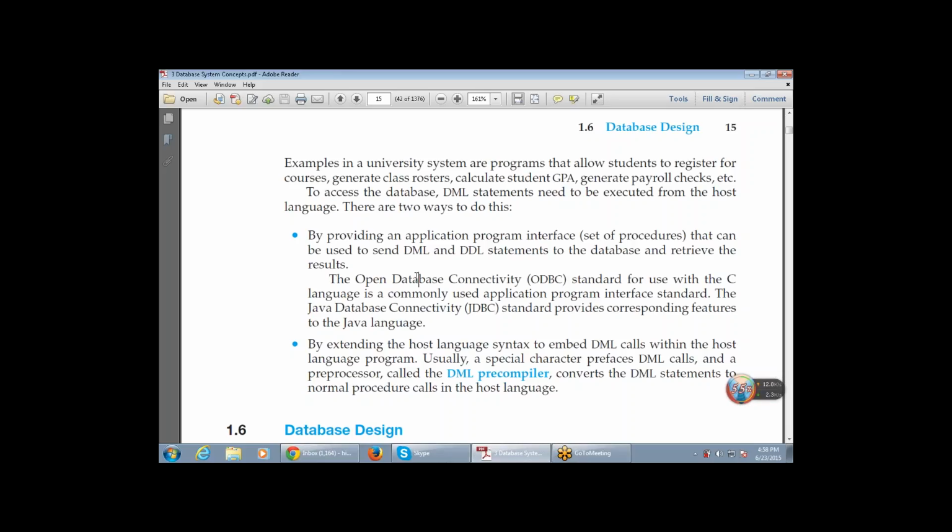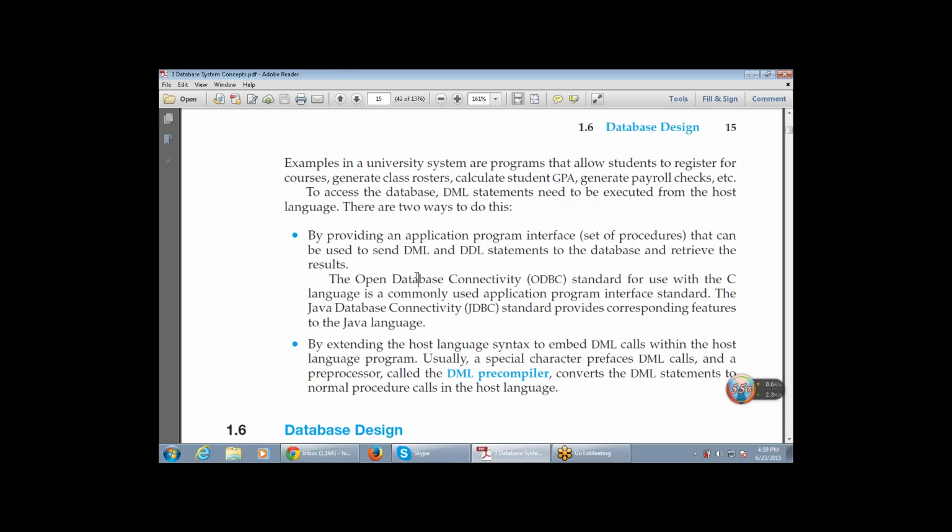And there is a concept that is known as ODBC, that is Open Database Connectivity, that is a standard connectivity method that is used with the C language, and it is the most used application program interface standard. And JDBC, that is Java Database Connectivity, provides the corresponding features for the Java language. So ODBC, Open Database Connectivity, is used with the C language, and JDBC is used with the Java language.